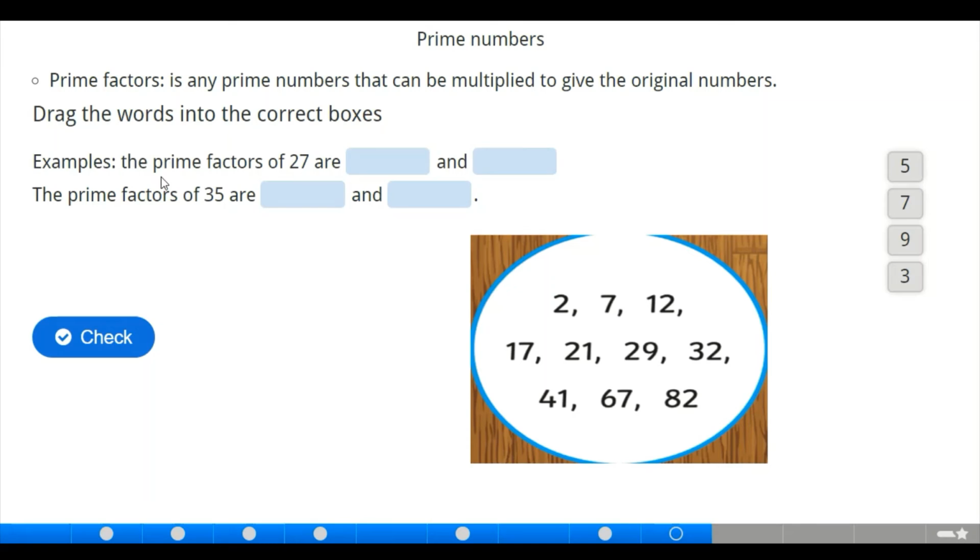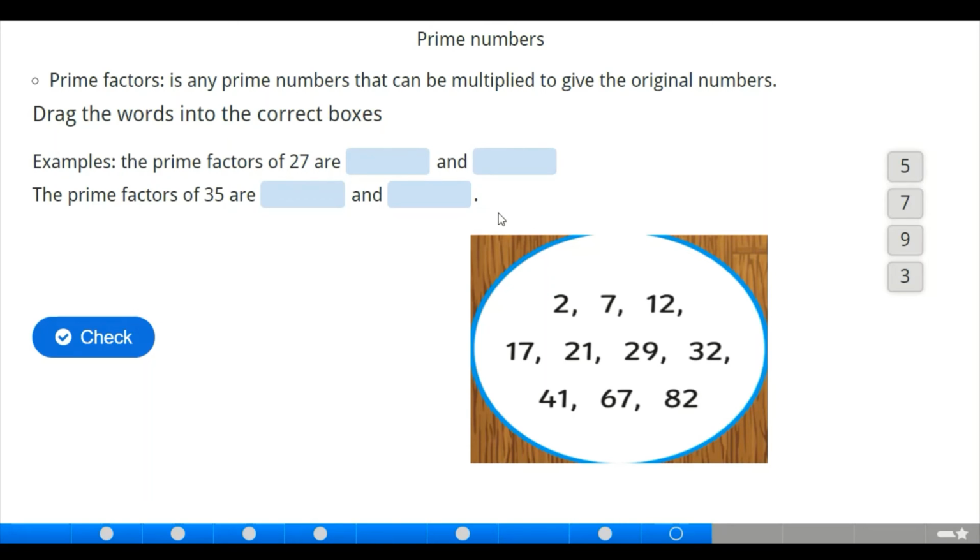So we have an example here: what are the prime factors of 27? What two numbers can you multiply together that will give us 27? What are those values? That should be 3 times 9, right? By the time you multiply 3 by 9, it gives us 27.